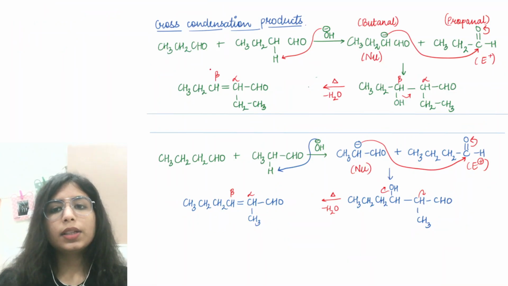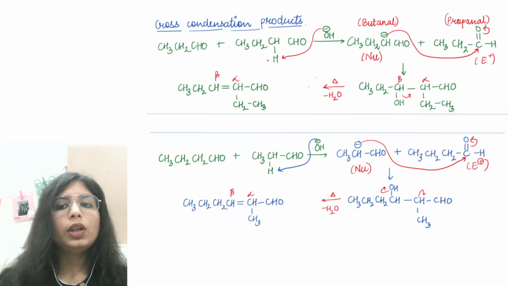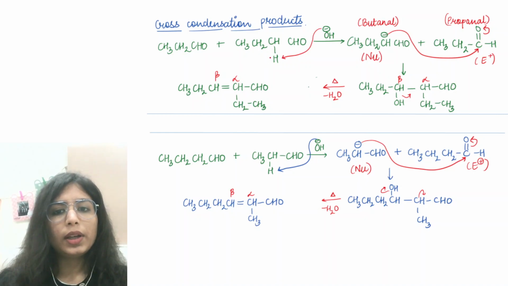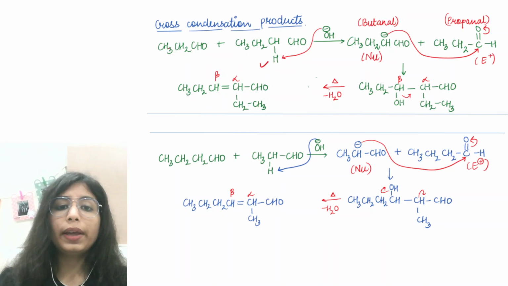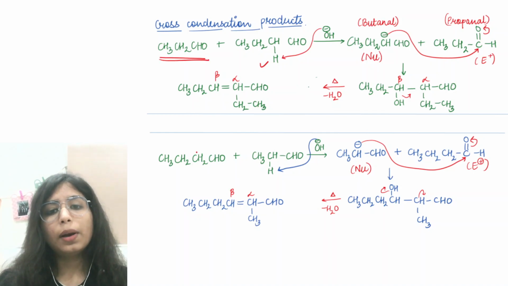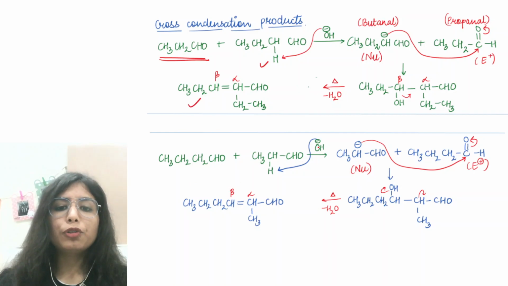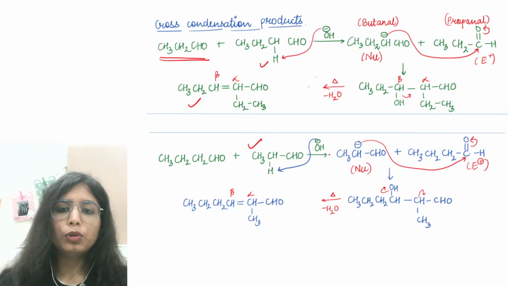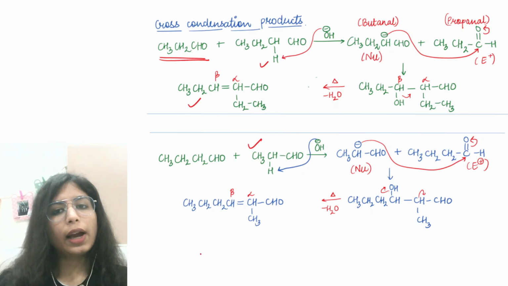So in the cross condensation product, basically what is going to happen, first you need to form the enolate ion or the carbanion of any one, that is butanal in this case, and you have to take the other carbonyl compound as the electrophile, and then you will be able to form this product. And the 4th product would be that you form the carbanion of propanal. So in one case the carbanion is forming of propanal, and in the other case the carbanion is forming of butanal. So that's how you will be able to make 4 different kinds of products.